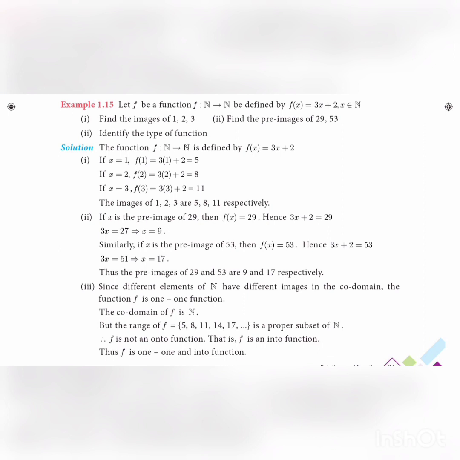Second, for the pre-image, we have 3x plus 2 as 29 here. We should find the x value in the reverse process. So solving that equation, the x value is identified, which is 9. Similarly, 3x plus 2 is taken as 53, and the corresponding x value is identified, which is 17 here. Therefore, the pre-images of 29 and 53 are 9 and 17 respectively. So after completing the second part, now come to the third.